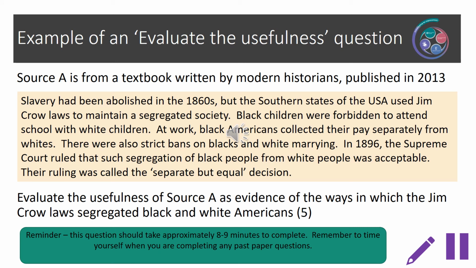Black children were forbidden to attend school with white children. At work, Black Americans collected their pay separately from whites. There were also strict bans on blacks and whites marrying. In 1896, the Supreme Court ruled that such segregation of black people from white people was acceptable. Their ruling was called the separate but equal decision. The question itself: evaluate the usefulness of Source A as evidence of the ways in which the Jim Crow laws segregated black and white Americans.